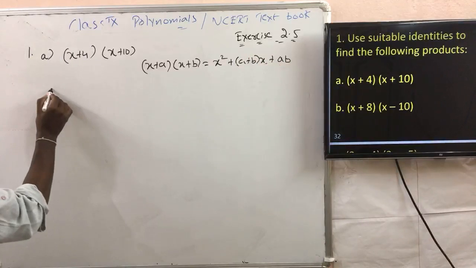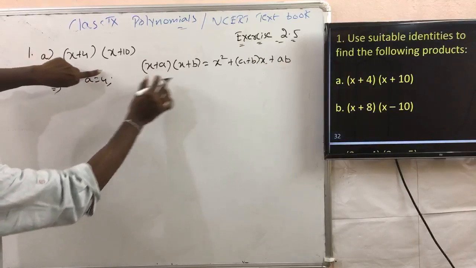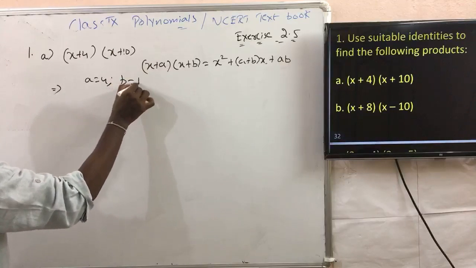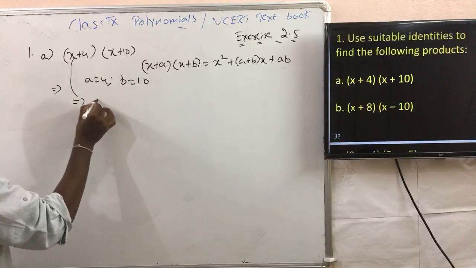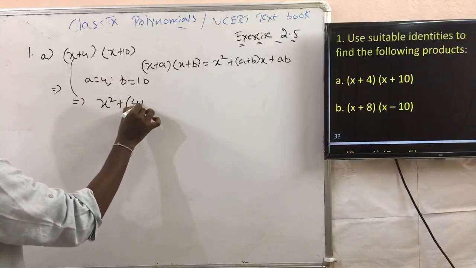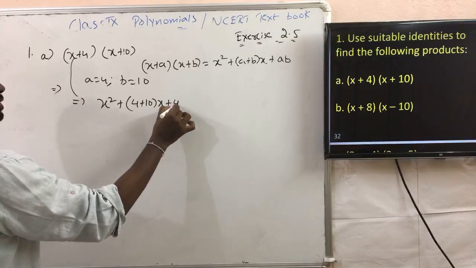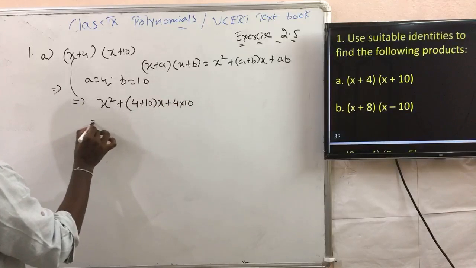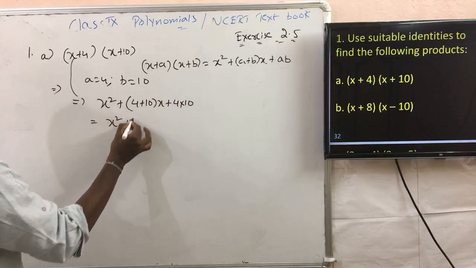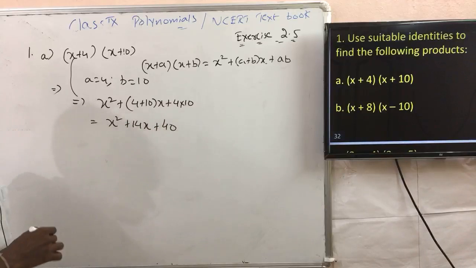Now observe, in the place of a we have 4, and in the place of b we have 10. So directly I can write this as x square plus a plus b, that means 4 plus 10, into x, plus ab, that means 4 into 10. This gives x square plus 14x plus 40. Any doubt here?